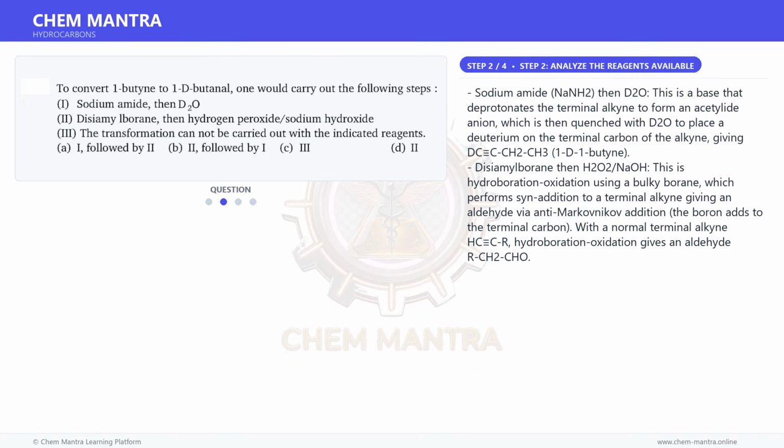Disiamylborane, then H2O2, NaOH. This is hydroboration-oxidation using a bulky borane, which performs syn addition to a terminal alkyne giving an aldehyde via anti-Markovnikov addition. The boron adds to the terminal carbon. With a normal terminal alkyne, HC≡C-R, hydroboration-oxidation gives an aldehyde, RCH2CHO.